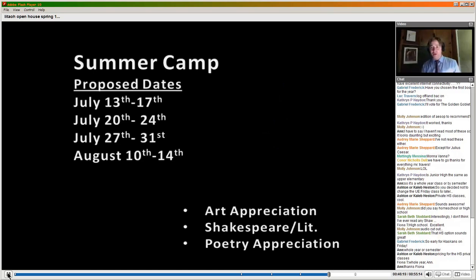And this is where, if you're interested and you have a schedule, this is where you can contribute. These are the proposed dates that I have. Bye, Kieran. And what you can do is take a look at these weeks and at the options. And then if you have a strong preference, then you can email me and say, Mr. Travers, we would love poetry appreciation from July 20th to the 24th. And let me just put my email address on here as a reminder.